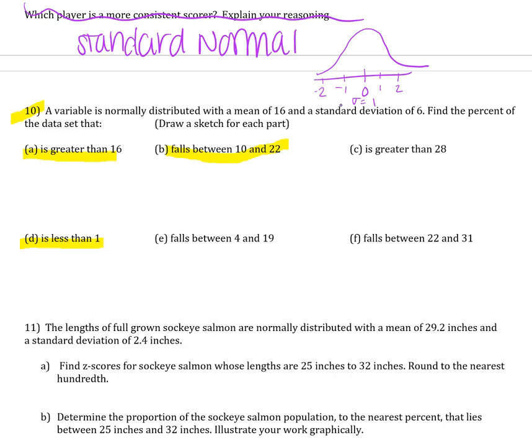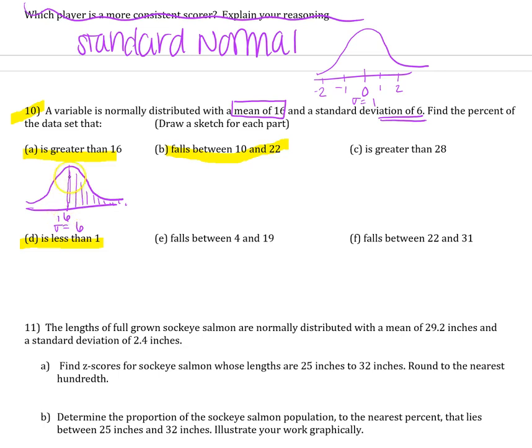Okay, so we're going to start off with a normal distribution. It's non-standard because the mean is 16 and the standard deviation is 6. I want to find the percent of data that would fall, or have a score, such that it's greater than 16. So I'll draw a sketch. Mean is 16, standard deviation is 6, and I want it to be greater than 16. Greater than 16 means you're shading to the right. Now, I'll do it both ways.